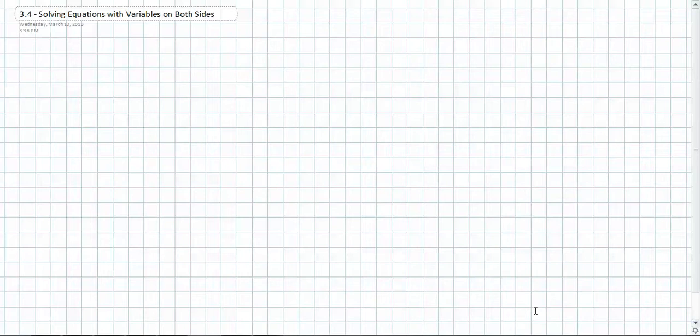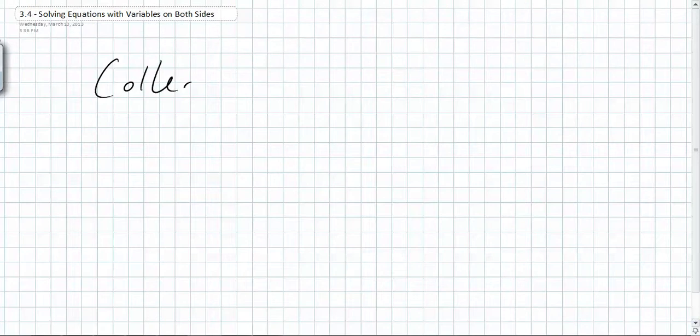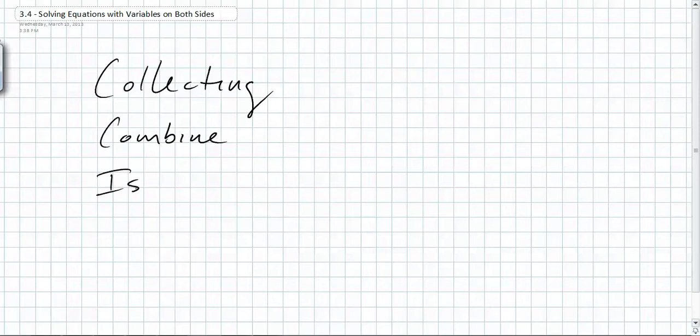When you're given an equation with variables on both sides, you're going to attack it by first collecting all of the variable terms on one side. Then you're going to combine all the variable terms. Then you're going to isolate, and then you're going to divide.